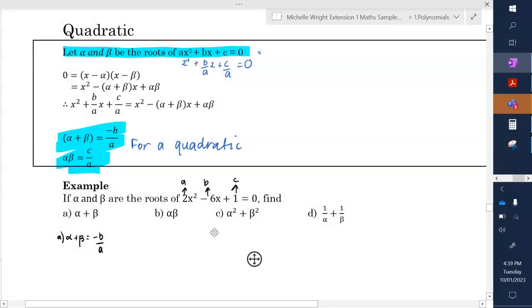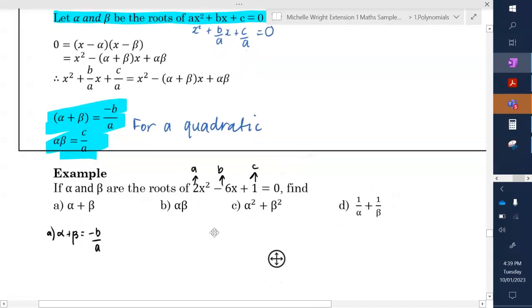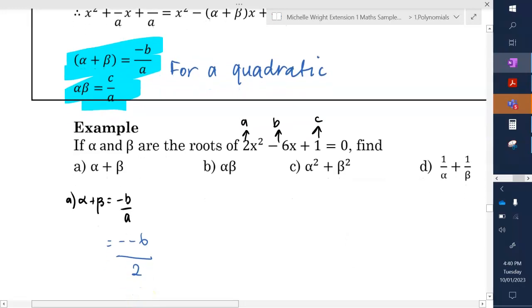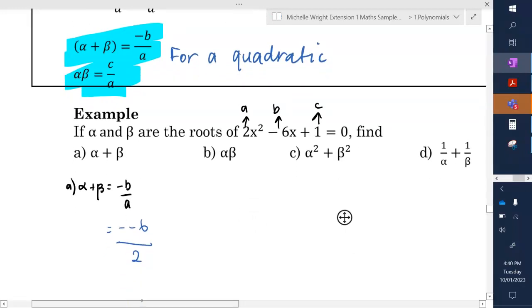So let's have a look at the first one. Let's have a look at what it's going to be for alpha plus beta. Now, alpha plus beta, the sum of the roots, we've got a formula straight out for that. That's minus b over a. So we can write that straight in. Minus b over a. We're going to have minus minus 6, because it's minus, and we've got minus 6 all over a is 2. So our answer is going to be 6 on 2, which is 3. So the sum of the roots is 3.